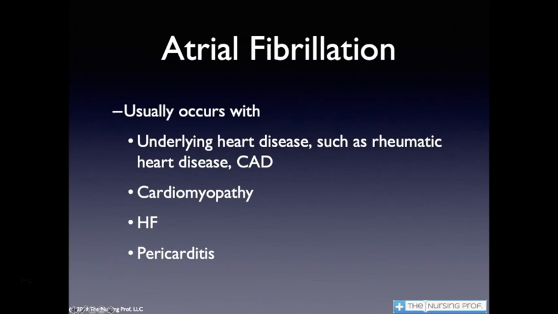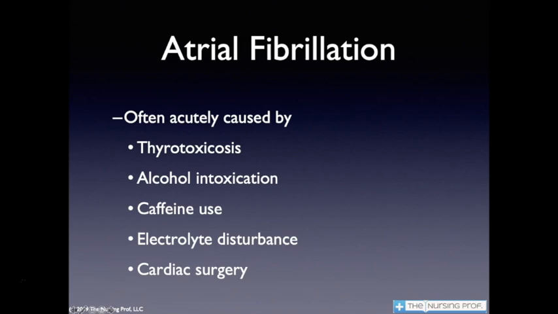Atrial fibrillation often occurs with underlying heart disease, with cardiomyopathies, heart failure, and pericarditis. Other diseases and conditions can cause atrial fibrillation as well, very often electrolyte disturbances. The risk of atrial fibrillation increases by 10% for every decade after the age of 50.